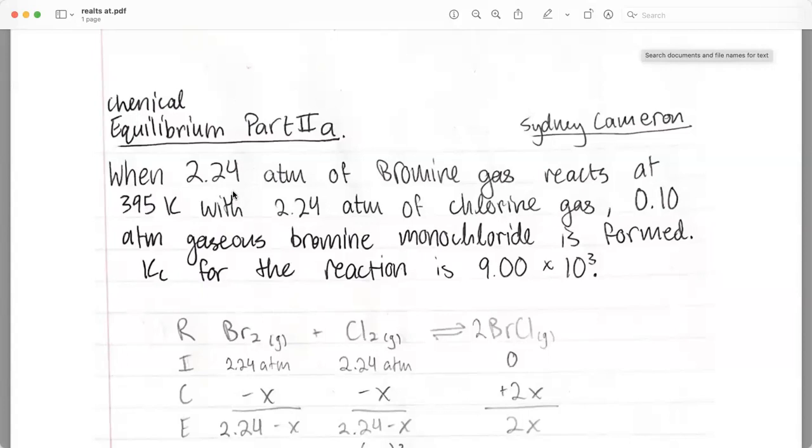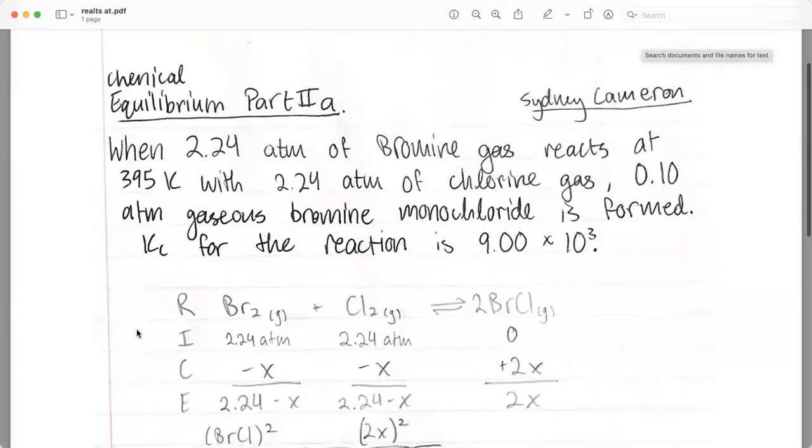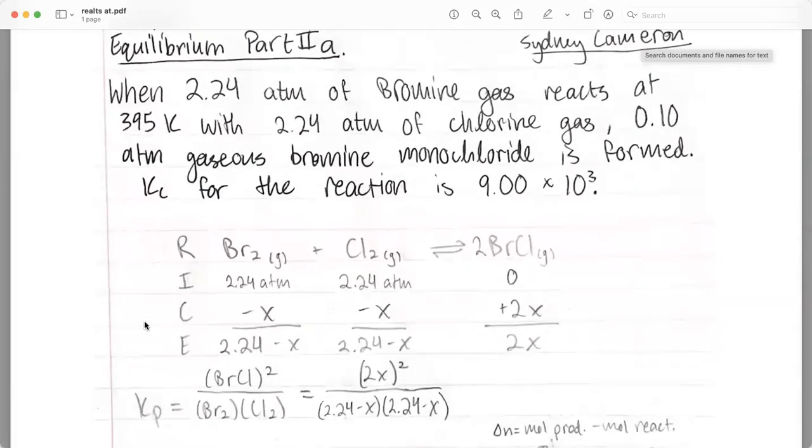So since we are given two initial pressures, we're going to be using a RICE table. So you start out by writing the reaction. So we're given bromine gas plus chlorine gas makes bromine monochloride, and to balance the equation, we add a 2 in front of the bromine monochloride. So then we write the initial pressures. We're given these pressures, it's 2.24 atmospheres for both bromine and chlorine. And since the reaction hasn't happened yet, there's going to be 0 for bromine monochloride.